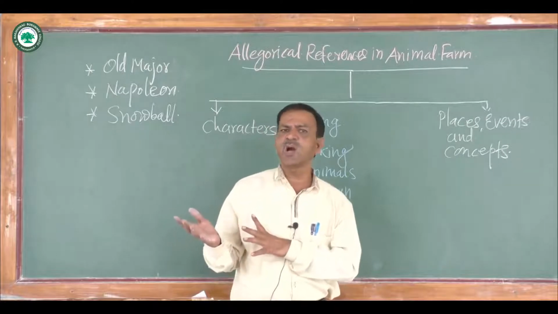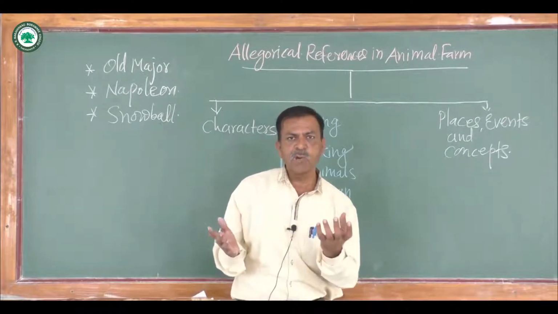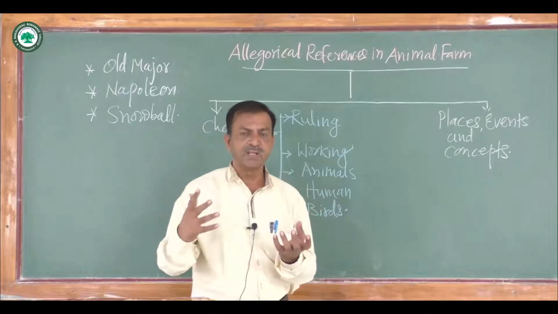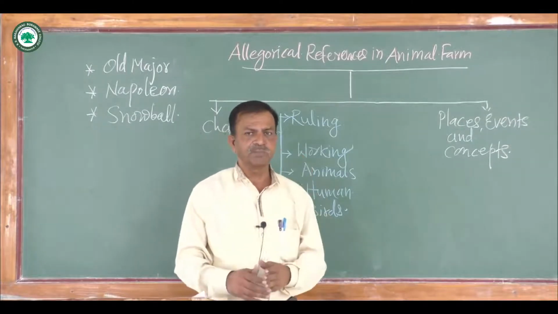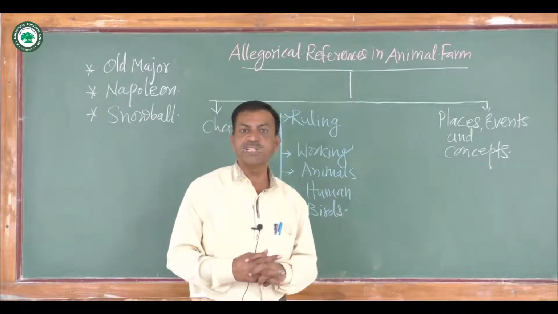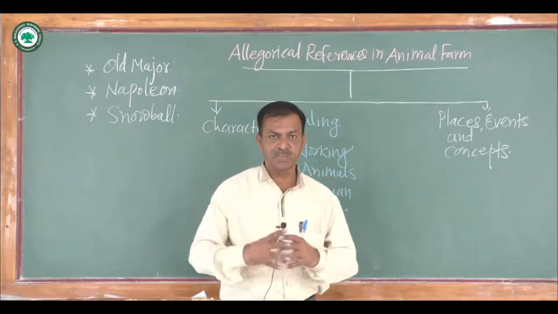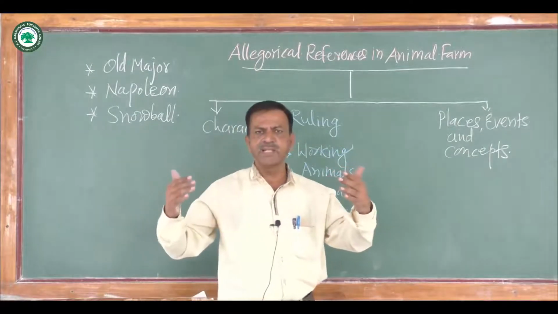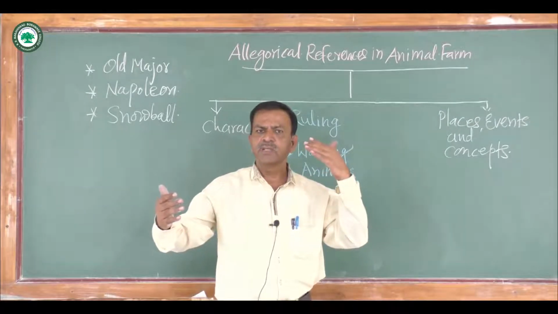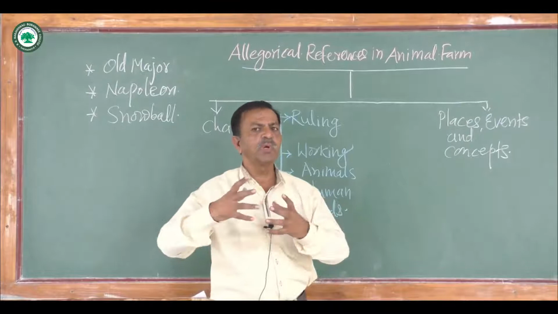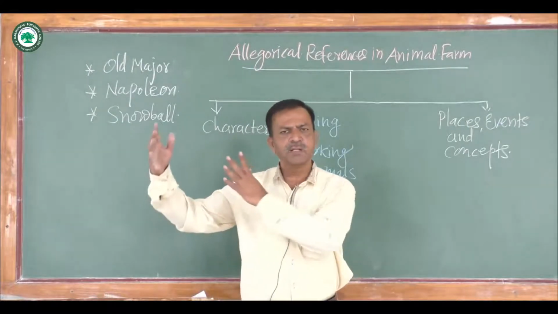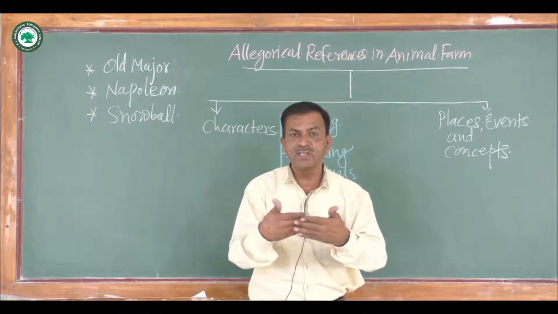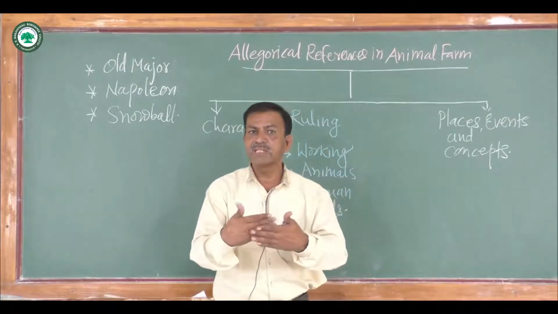When we read the history of the Russian Revolution, this Snowball symbolizes, or allegorically references, Trotsky, and we are also familiar with the dispute between Stalin and Trotsky. So in short, we can say here Old Major is Karl Marx or Lenin, Napoleon is Stalin, and Snowball is Trotsky. When you compare the life and work of these leaders in Russian history and the leaders in Animal Farm, you see there is a certain resemblance between these characters.